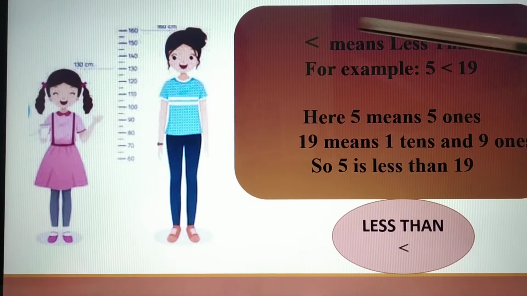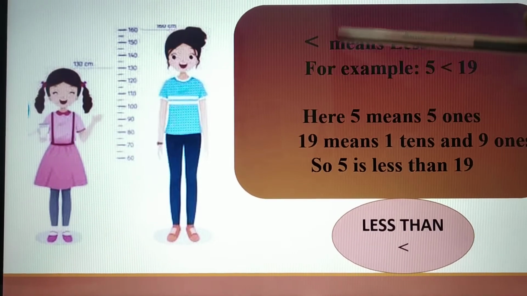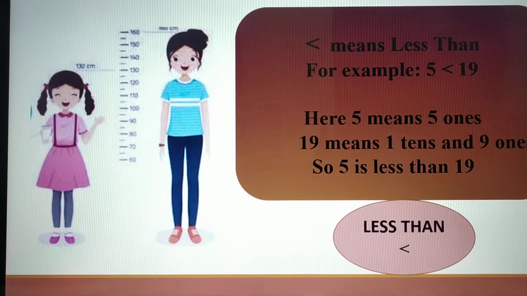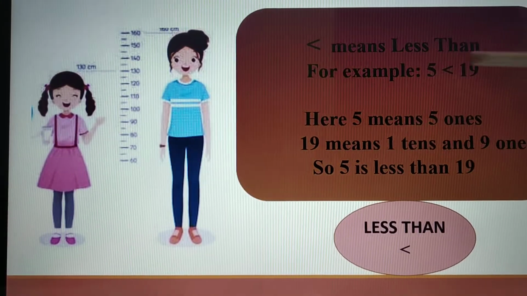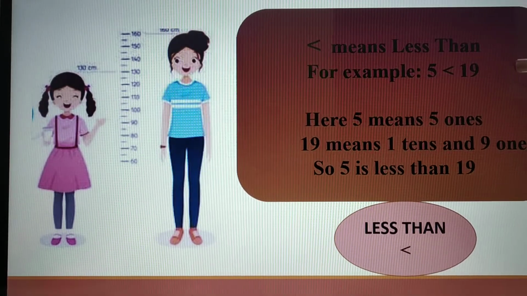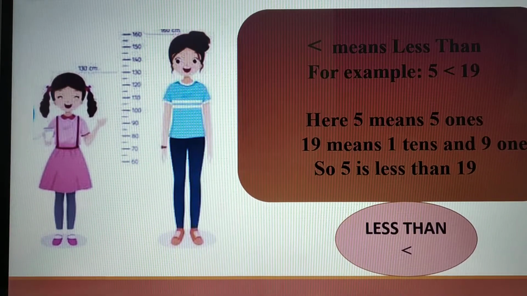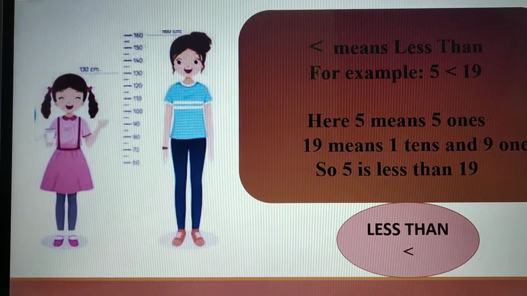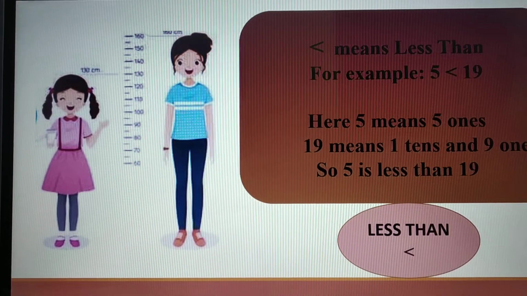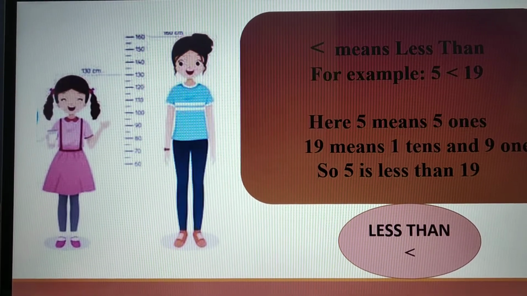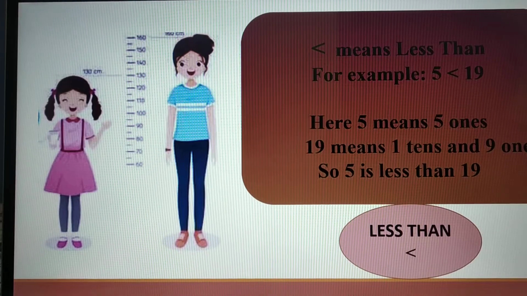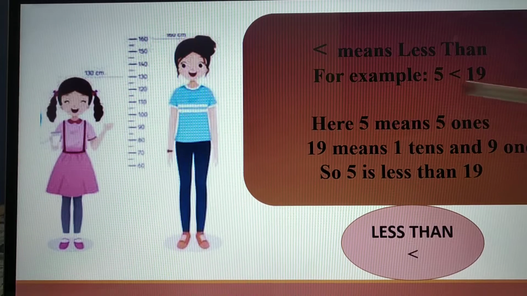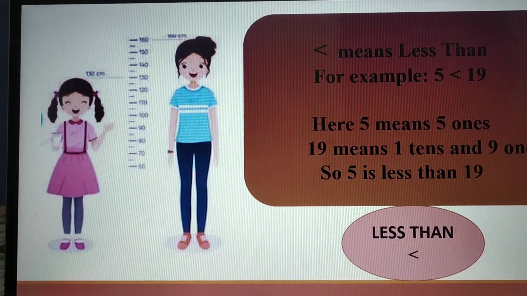And here the crocodile mouth is closed on this side and open on this side, right? It means the number which is smaller will be placed first, and the mouth will be closed on that side and open towards the greater number. This is called less than, right? Here 5 means 5 ones. And 19 means 1 tens, 9 ones. So 5 is less than 19.